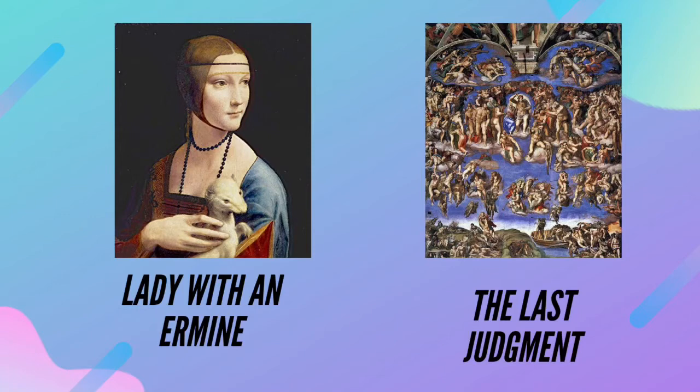Between Lady with an Ermine and the Last Judgment, I could only find differences, since the techniques used, the size, and the year in which they were made are different. In the work of Leonardo da Vinci, the story of Cecilia Gallerani is told, and the work of Michelangelo refers to the Apocalypse according to St. John. One was painted in fresco while the other was painted with oil on walnut. Colors and representation are very different.